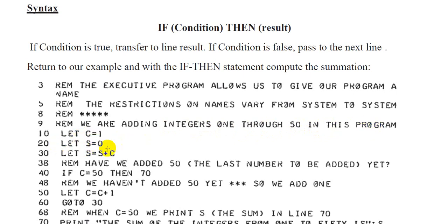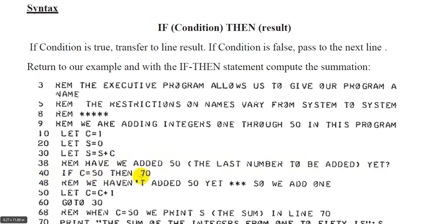20 Let S equal 1. Let S equal the indicated value, as you can see right here. Then 30 Let S equal S plus C. 38 REM, have we added 50, the last number, the last digit to be added yet?